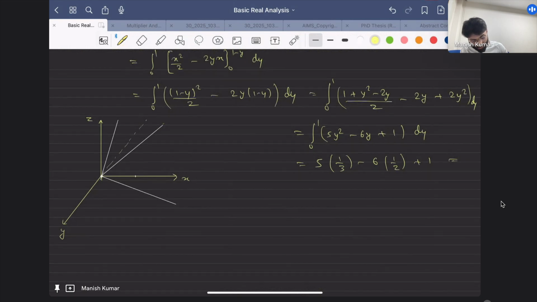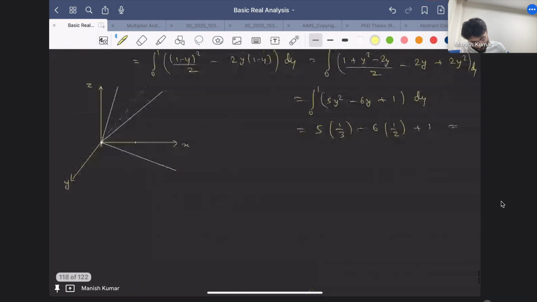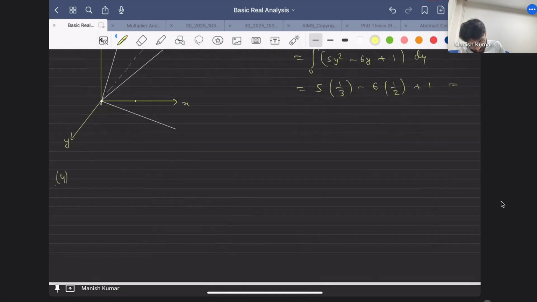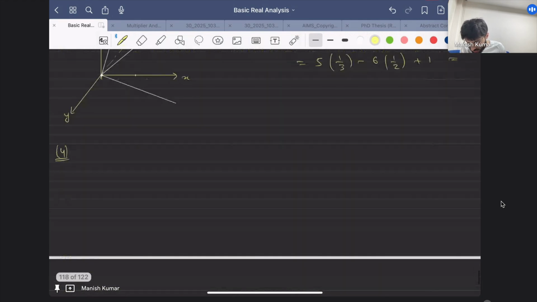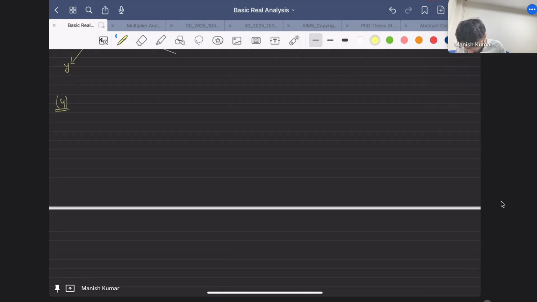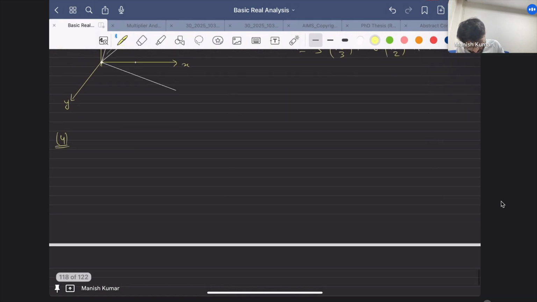Okay, let me move to the next problem. Okay, so this is the problem. Find this. Okay, so you basically have to integrate. Let me write it simply. So evaluate this integral.